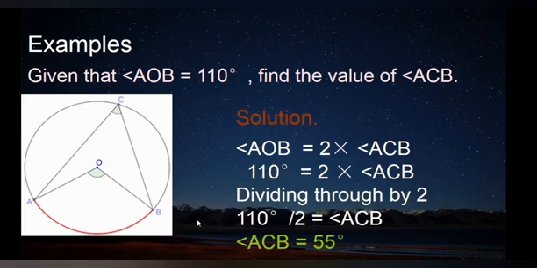So obviously, like we said, ACB is at the circumference. Multiply it by 2, you get what is at the center. Divide what is at the center by 2, you get what is at the circumference.